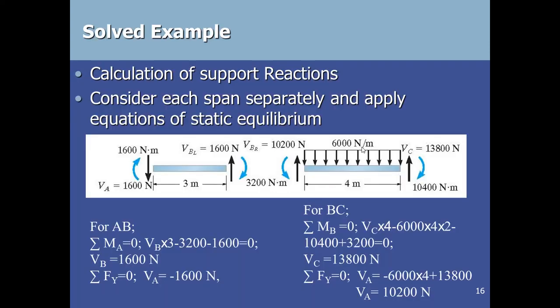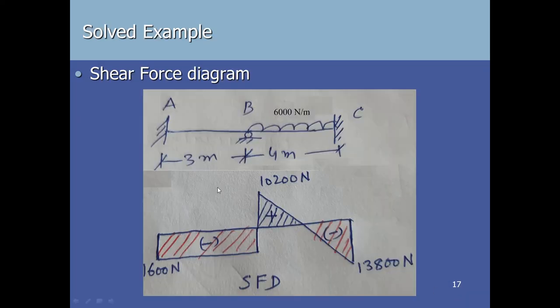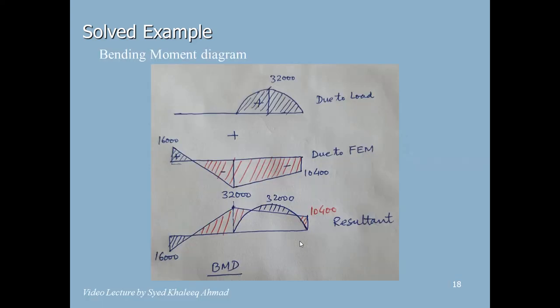In BC we have these reactions. Here VB is 10,200 and VC is 13,800. So we substitute these values here and draw the shear force diagram. So this is the shear force diagram for the portion BC, and this completes the shear force diagram in a simple way for this beam ABC. Now we go to the bending moment diagram.